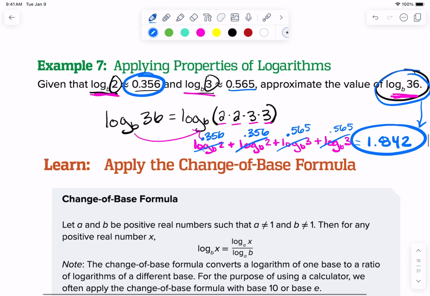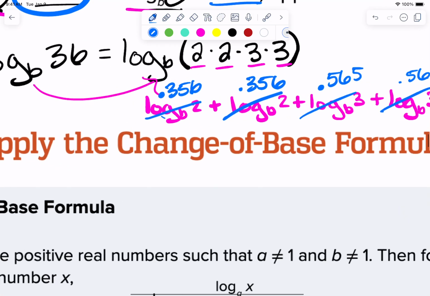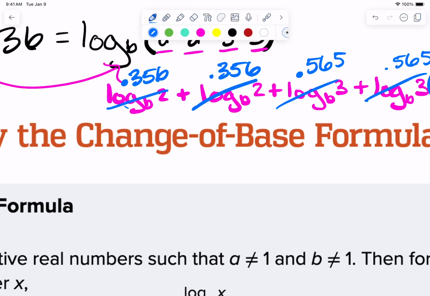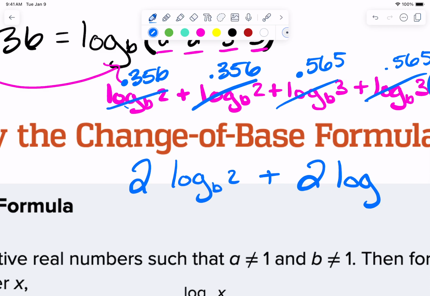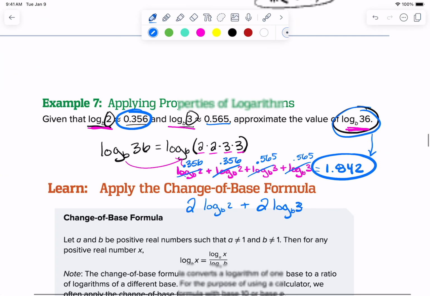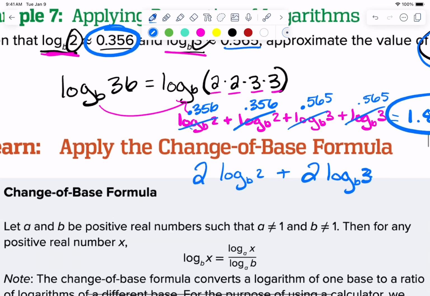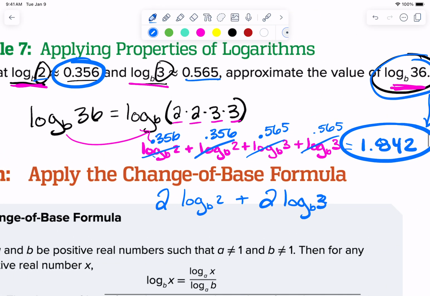Now, the only other thing that I could do is, instead of doing log base b of 2 and log base b of 2, I have 2 times log base b of 2 plus 2 times log base b of 3, because there's 2 of them and there's 2 of them, right? Does that make sense? So I could have done it that way as well. But you'll get 1.842 and that is the final answer. We're breaking 36 down in terms of 2 and 3 because that's the only ones that I know, right?